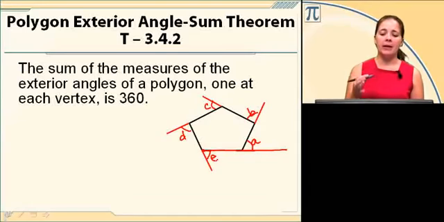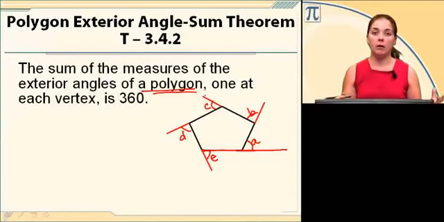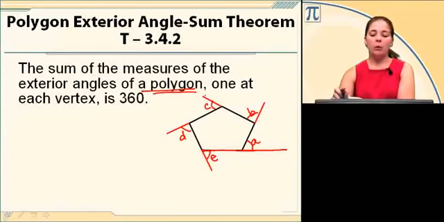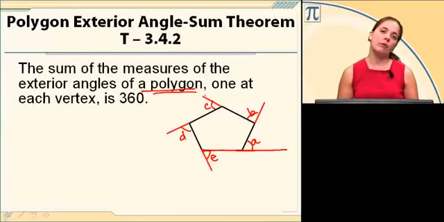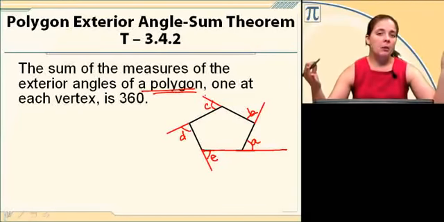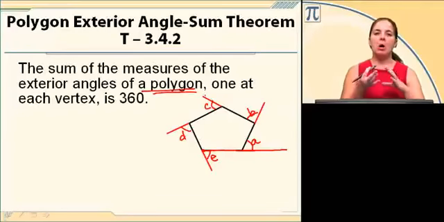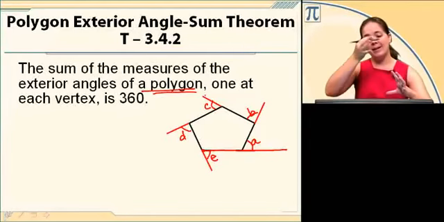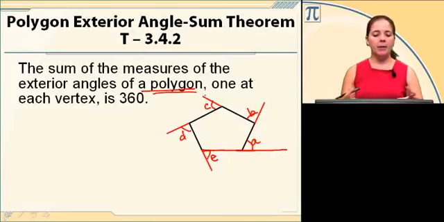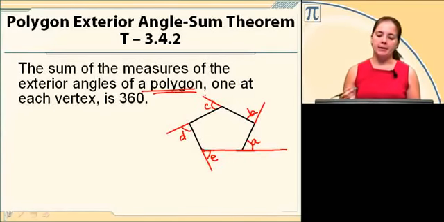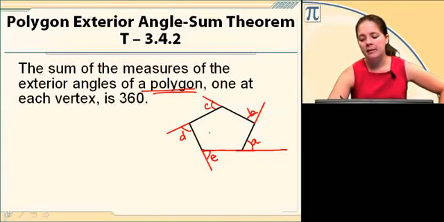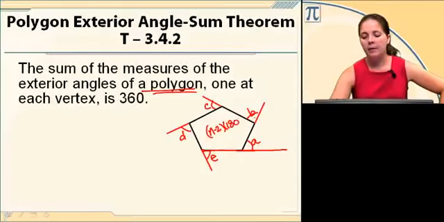The sum of the measures of an exterior angle of a polygon. Doesn't say pentagon, doesn't say hexagon, it just says polygon. So this would be true for a triangle, it would be true for a trapezoid, it would be true for a parallelogram, so any of your quadrilaterals. It would be true for a dodecagon. If you take a polygon, find one exterior angle at each vertex, and add them together, it's going to be 360 degrees.